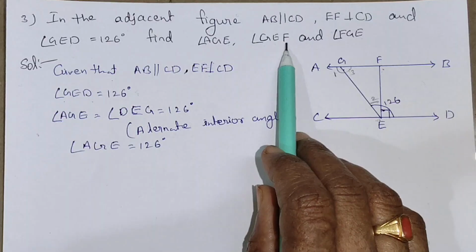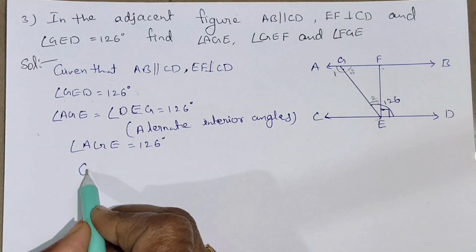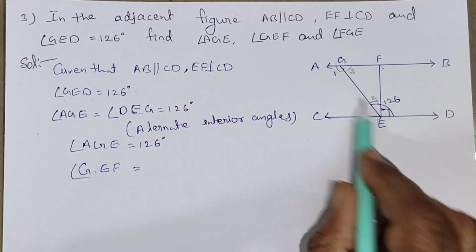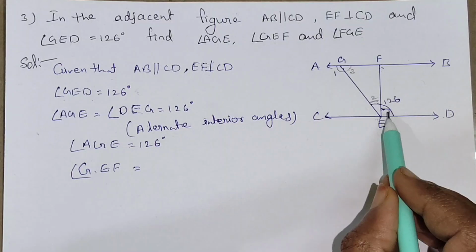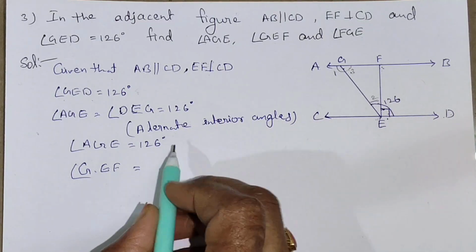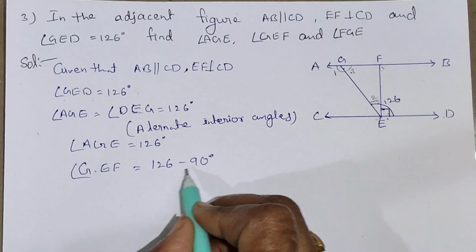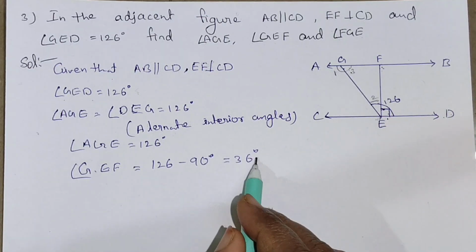Next the second one, GEF. Angle GEF equals this complete angle minus 90 degrees, because FEG is 90 degrees. So 126 minus 90 equals 36 degrees. GEF equals 36 degrees.